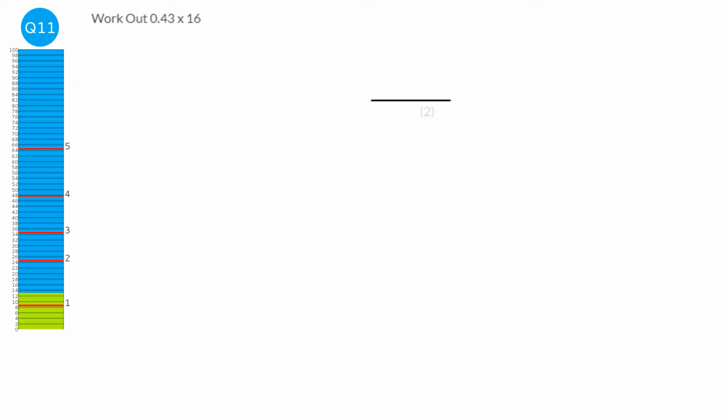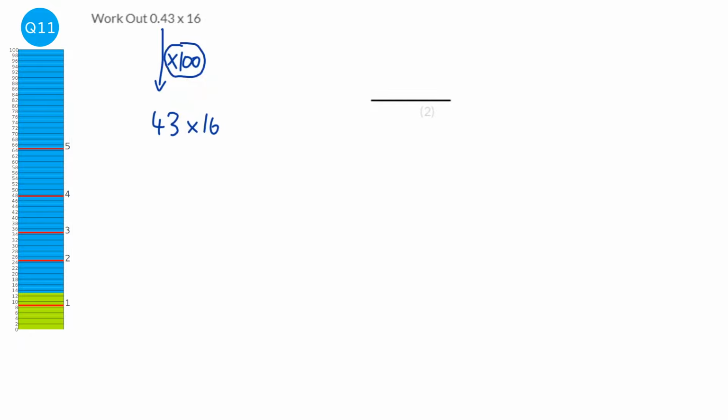Instead of doing 0.43 times 16, what I'm going to do is I'm going to do 43 times 16. So I'm just going to get rid of the decimal and just change it to 43. But I've got to remember what I've done. So how have I managed to do that? Well, I've timesed it by 100, and that'll be important at the end.